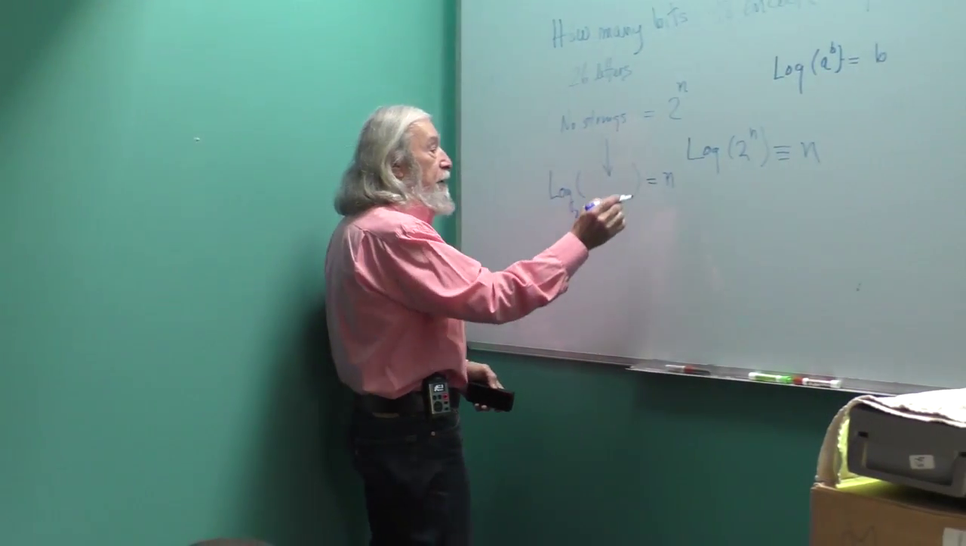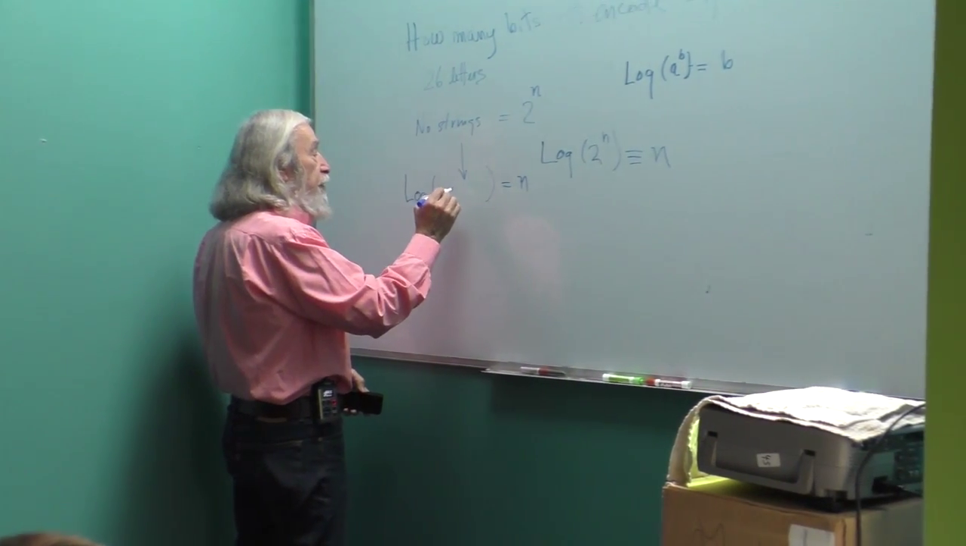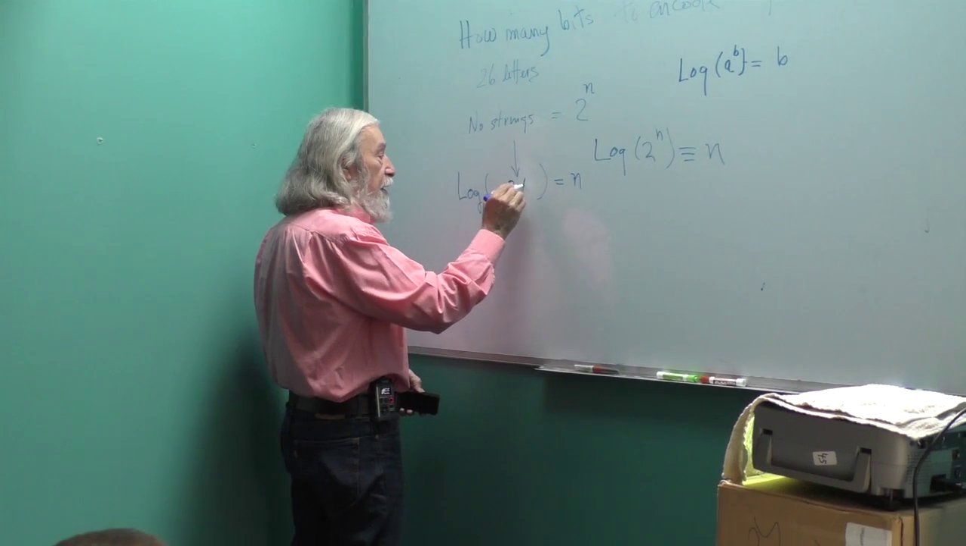Or let's just make it simpler. Imagine there's no other base in the world except 2. Don't worry about something called e or base 10 or any of that. The only thing in the universe is 2. Everything is built out of 2s. We're in the binary world. So n is actually the log of the number of strings, which is 26, right?